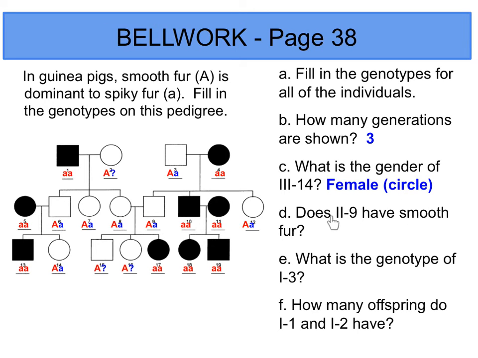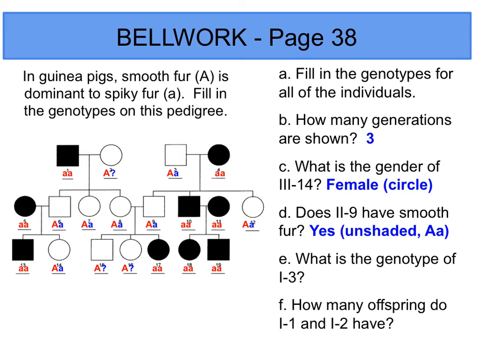Our next question, does 2-9 have smooth fur? 1, 2, 9, this one. So does it have a smooth fur? Well, it's an open square, so that means it's dominant and it has smooth fur. So yes, it has smooth fur because it's unshaded, and we know its genotype as big A, little a.